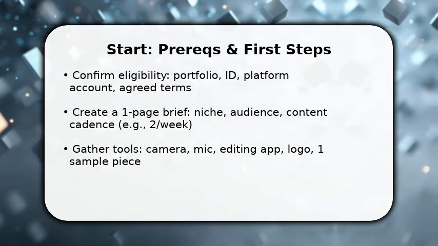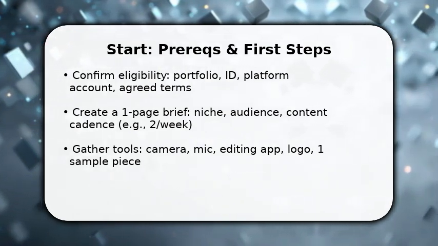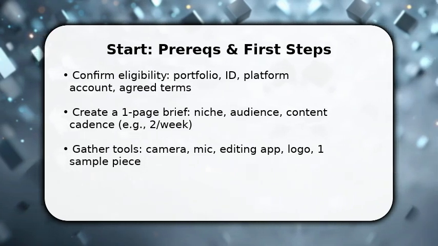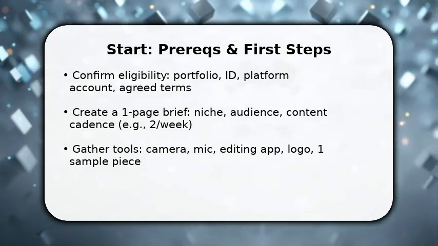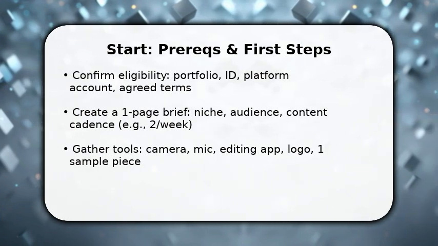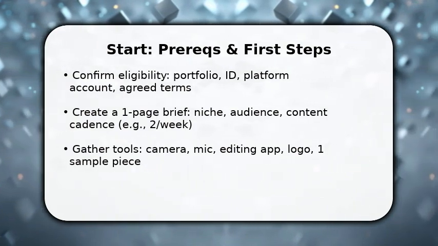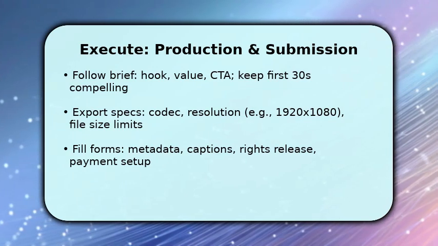Then assemble tools, camera, mic, basic editor, and produce a single polished sample. This first deliverable proves competence and speeds approval, so prioritize clarity over quantity and save all raw files for revisions. You now move into production with purpose.